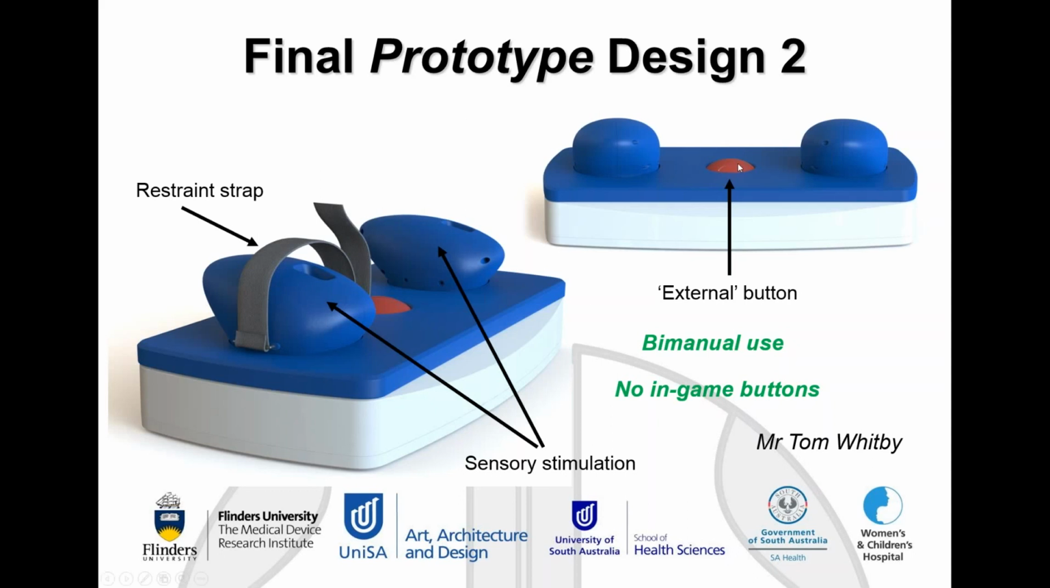So we have an external button in a location which is easy to get to, a restraint strap in case the child's hand needs to be just held on top of the controller. And you effectively slid this base. So this was a sliding mechanism where you slid the top with reference to the bottom to control your character. So again, it had both hands on the controller. It gave haptic feedback to the child's hands as they were using the controller. And there was no in-game button, just this red out-of-game button as well. And this is the design Tom came up with.